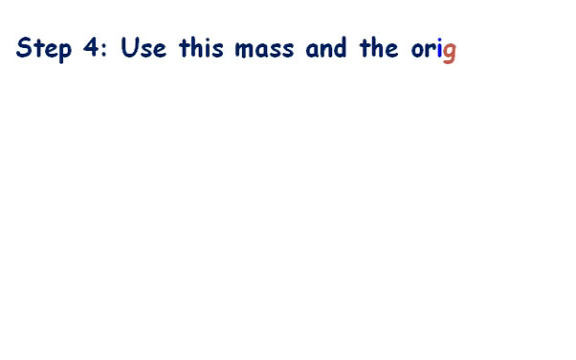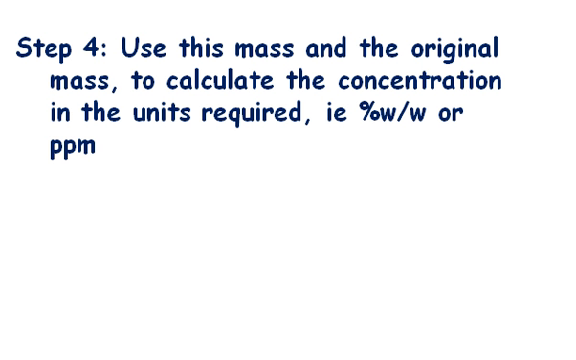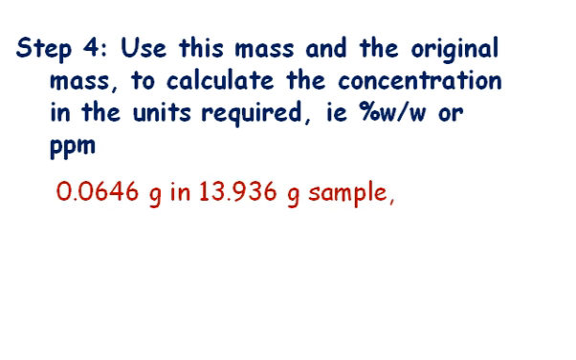The final step here then is to use this mass and the original mass to calculate the concentration in the units required, which in this case happens to be percentage weight per weight. So we've got 0.0646 grams in 13.936 grams original sample.